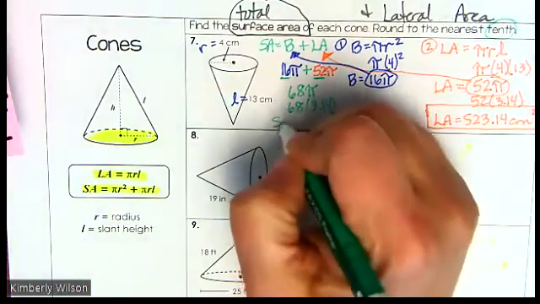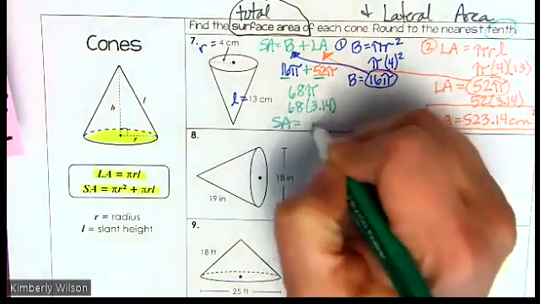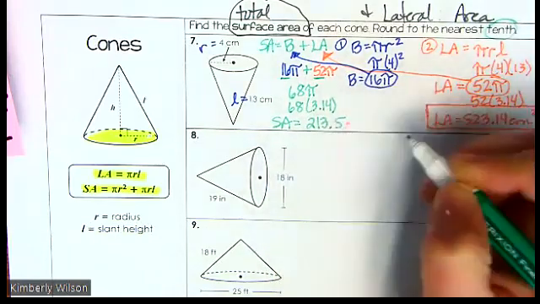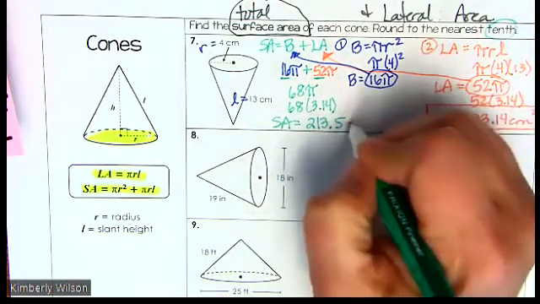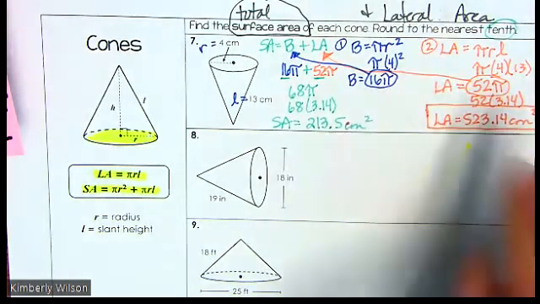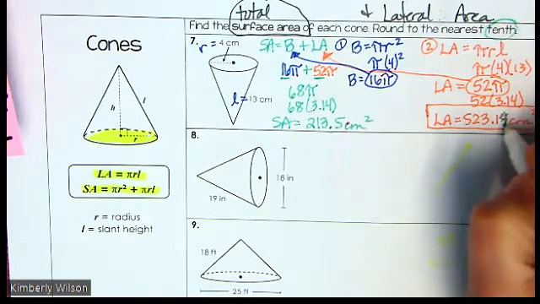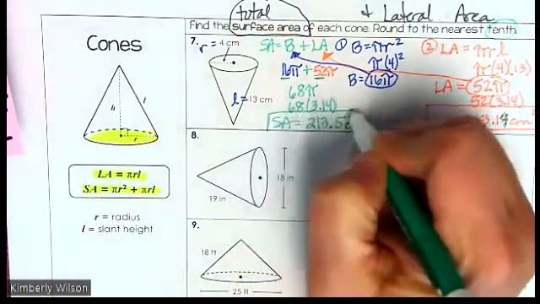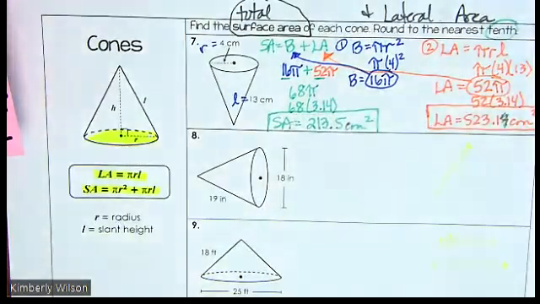which gives me that my total surface area is 213.5 centimeters squared. Oh, this one right here is not supposed to be at the 4. It's supposed to be just 0.1 because we are rounding to the tenths place. Okay, but look at number 9.